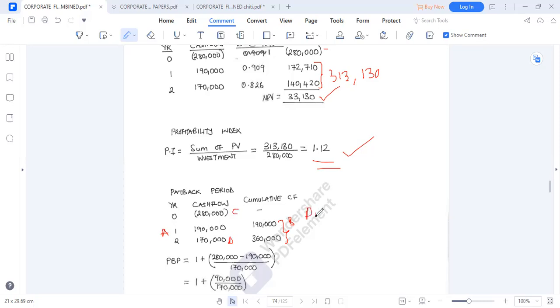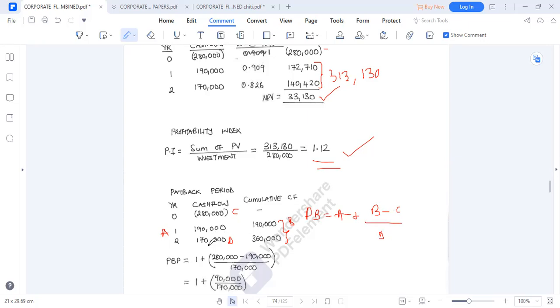The payback period is simply A plus B minus C over D. Our A is the year, the best year within the range. So we have 1 there. Then 280 minus 190 divided by 170.